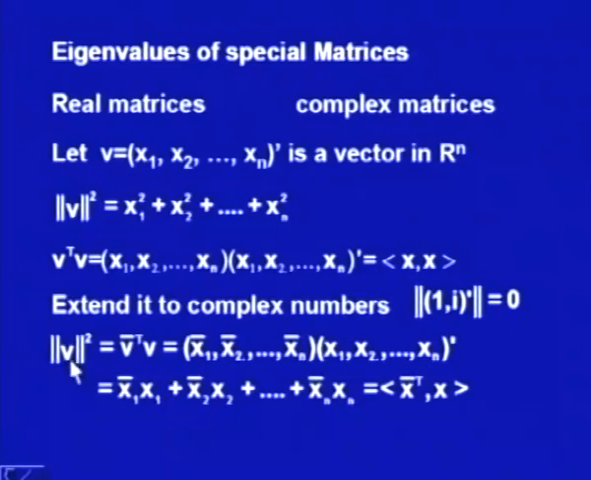So, let us redefine it: length V square is equal to V conjugate transpose times V. V conjugate transpose means we first take the conjugate of the numbers. These numbers are complex numbers, so conjugate means they are complex conjugates, and then multiplied by the vector x1, x2, xn transpose. If you perform this multiplication, it comes out to be x1 bar x1 plus x2 bar x2 and so on up to xn bar xn, and we define it as the inner product of x and x.